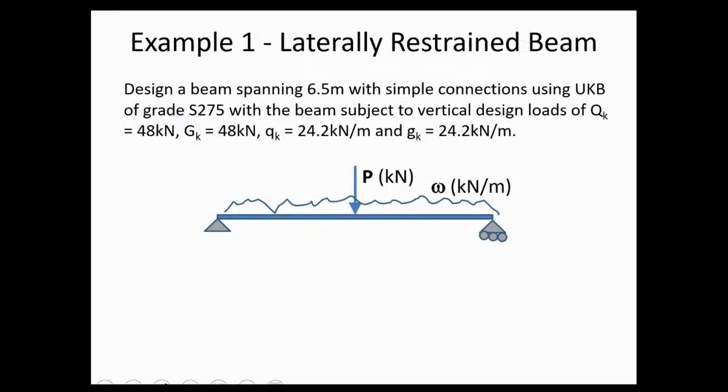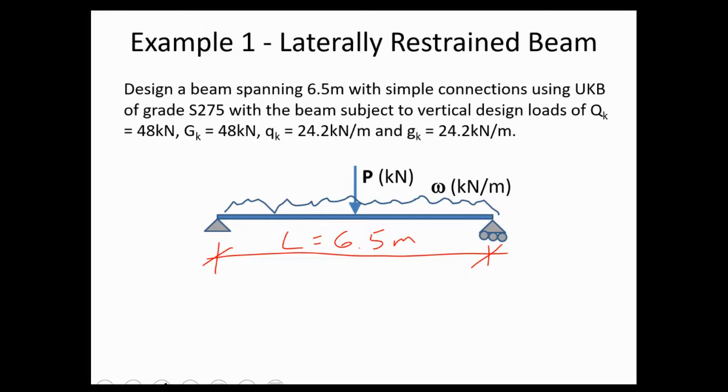So here's the example. We have a laterally restrained beam. The beam is designed to span 6.5 meters, so we're going from here to here. That span there, where we have L, is equal to 6.5 meters.